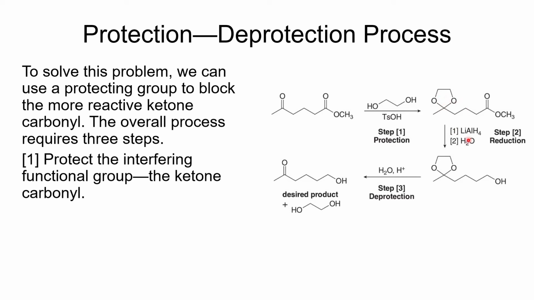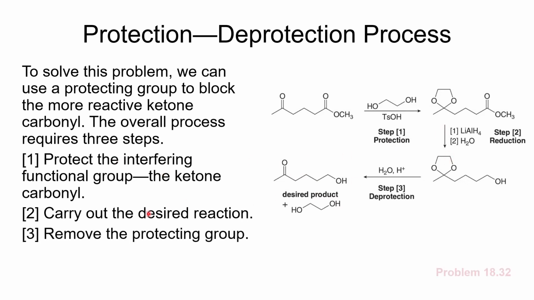So we can use the LAH, the lithium aluminum hydride, to do the reduction, convert that ester into a primary alcohol, and then we just carry out the deprotection. Remember, acetal formation is reversible, so if we just add water with some acid, we can deprotect, and we end up getting that carbonyl. So protect, carry out the reaction, and then deprotect.